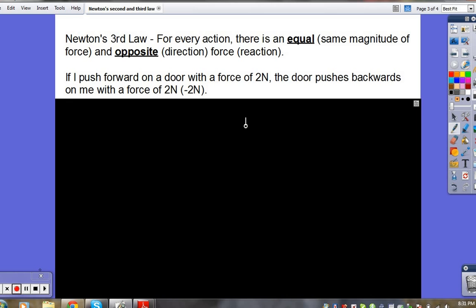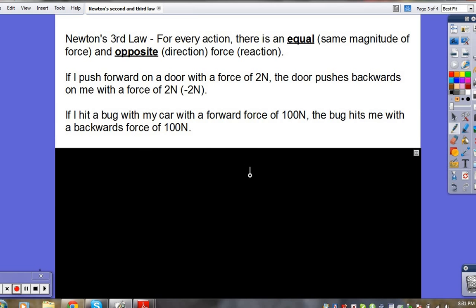But then we also see it with sort of odder things. So if I'm driving along and I hit a bug with my car with a force of 100 newtons, that means the bug actually hits me with a backwards force of 100 newtons. And that can be a little hard to really see. Like, I think we all get, I hit the wall, the wall hits me. But now we have 2 things that are very different and end up with very different outcomes. Although, realistically, me hitting the wall and the wall hitting me also have different outcomes.